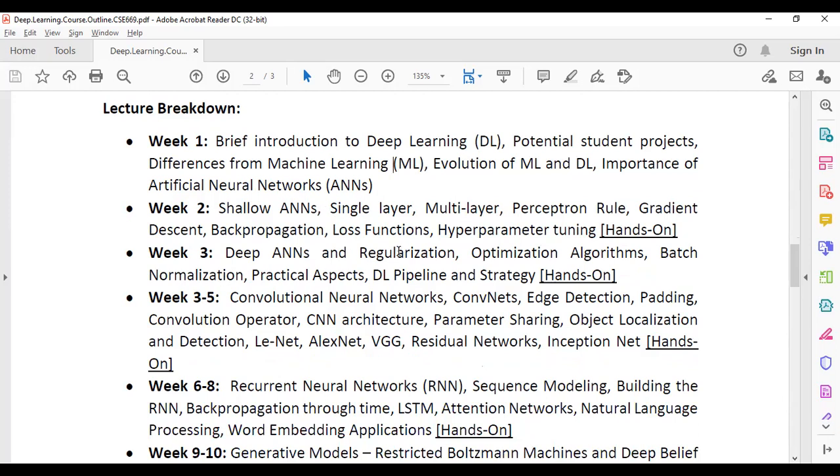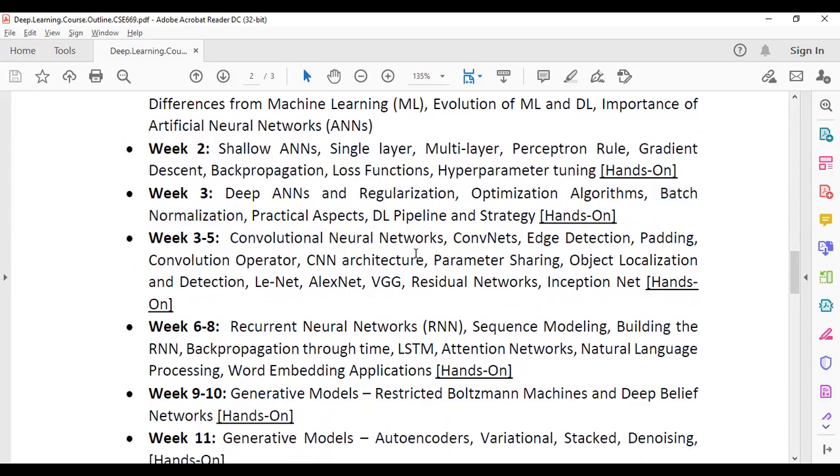Then we have to discuss regularization, optimization algorithms, batch normalization, which is very important for deep learning. Some practical aspects, how to tune the model, deep learning pipeline and strategy. Then we will work with convolutional neural networks in detail. I have put that, there's a mistake here, so we can correct it later on. Convolutional neural networks: edge detection, padding, convolution operators, CNN architecture, parameter sharing, object localization and detection, LeNet, AlexNet, VGG, ResNet, InceptionNet, et cetera. We'll discuss all these famous convolutional neural networks, but we will not be doing hands-on on these because they are pretty complicated and require lots of hyperparameters. So we might not have the time for that. We will just experiment with the basic vanilla one.